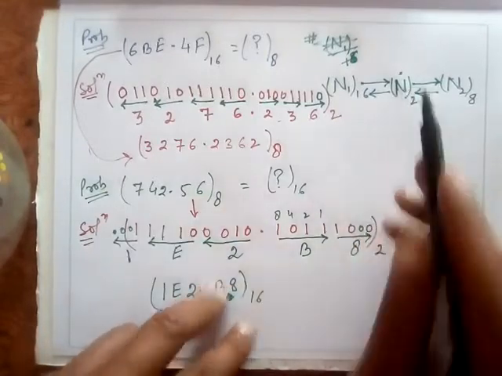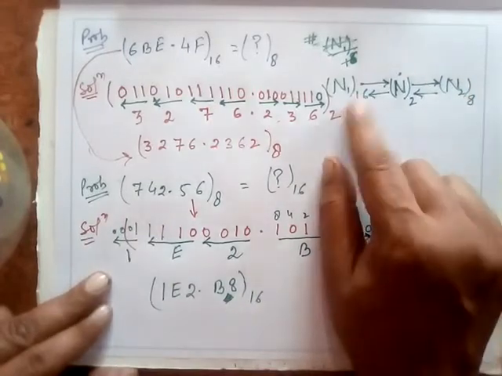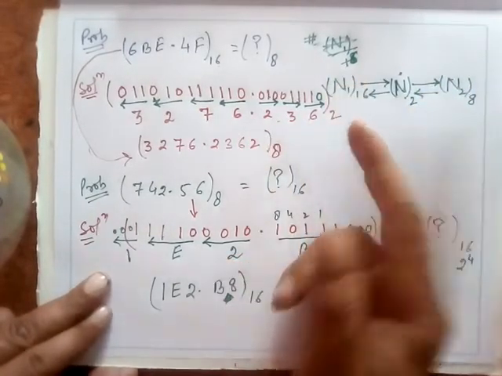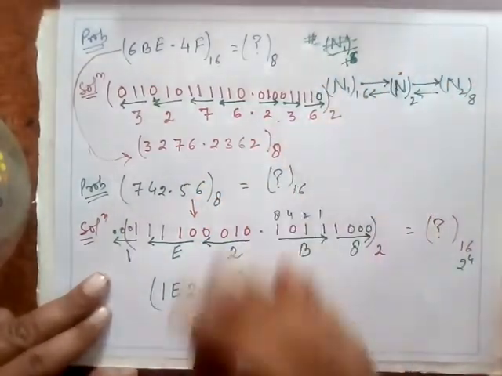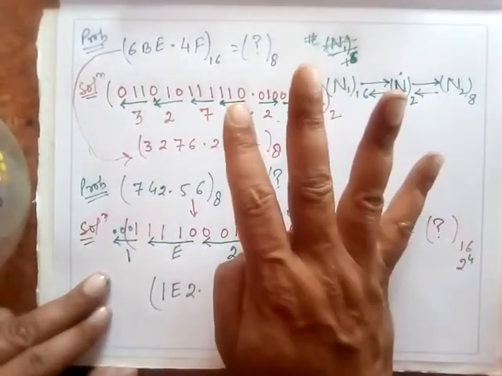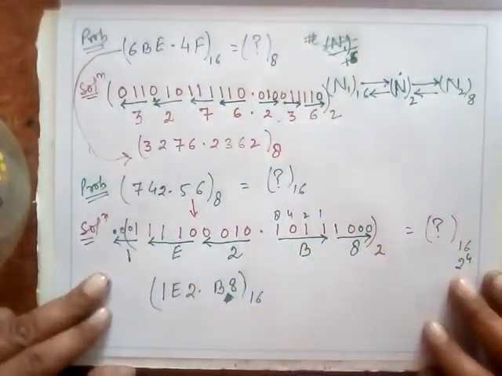So if you have to convert any hexadecimal to octal number or octal to hexadecimal, you go via base 2. If you have to convert binary to octal or octal to binary, represent every digit by 3 bits or make a group of 3 bits. Binary to hexadecimal or hexadecimal to binary, make a group of 4 bits or represent every digit by 4 bits. So with this, I have come to the end of conversions.